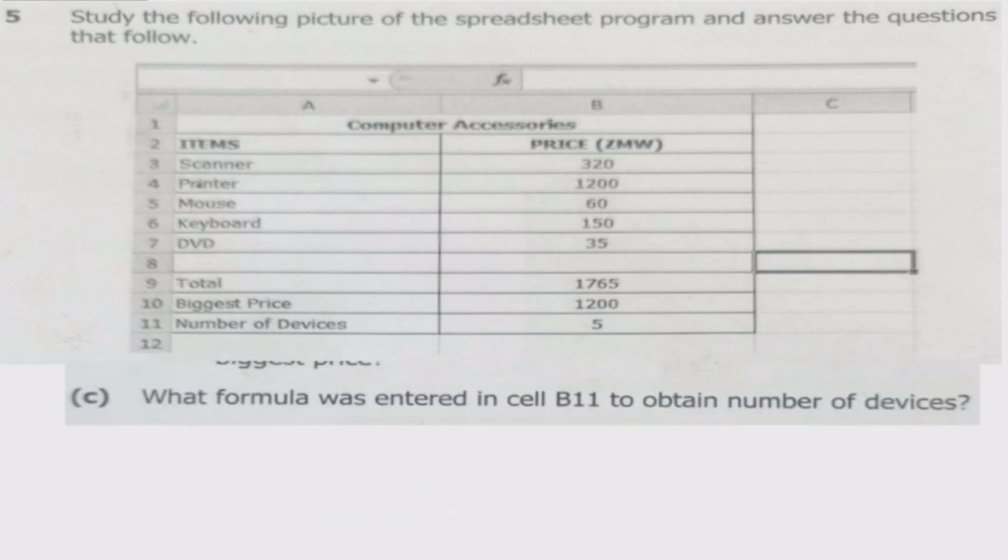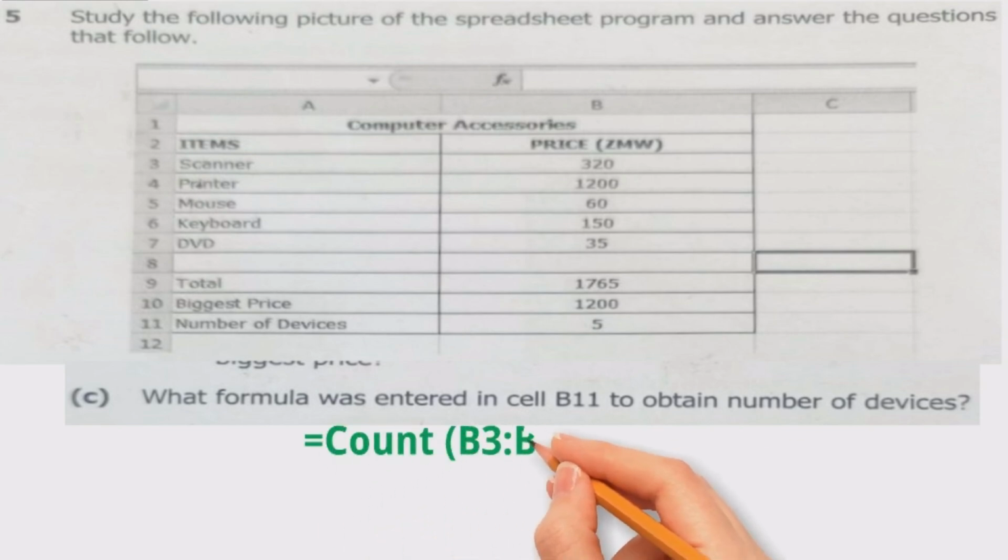Let's go to question 5c. What formula was entered in cell B11 to obtain the number of devices? The correct answer is equal sign count open bracket B3 colon B7 close bracket. That is the formula that was entered, the one I've written there on the screen.